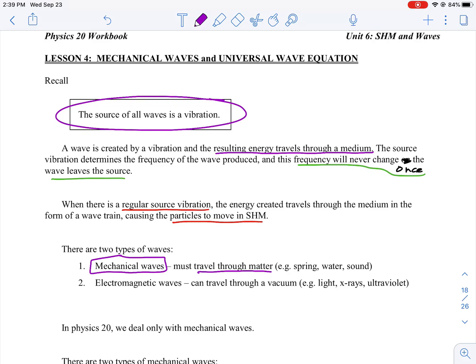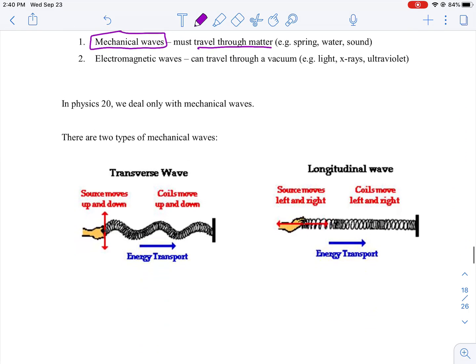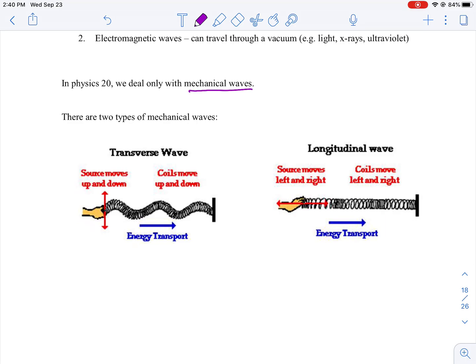Now the other kind of wave is called electromagnetic. And those ones are dealt with in Physics 30. Those ones can actually travel through a vacuum. Things like light waves, X-rays, ultraviolet, visible light, radio waves, whatever it might be. So we do those in Physics 30. So you don't have to know about those in Physics 20. As stated right here, we only deal with mechanical waves in this course, and they require a medium.